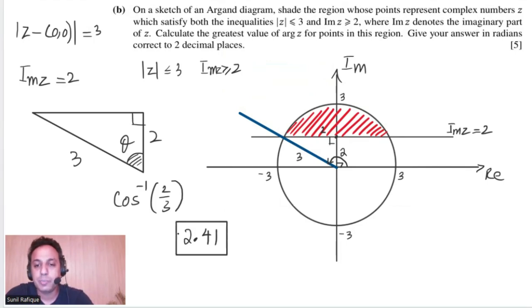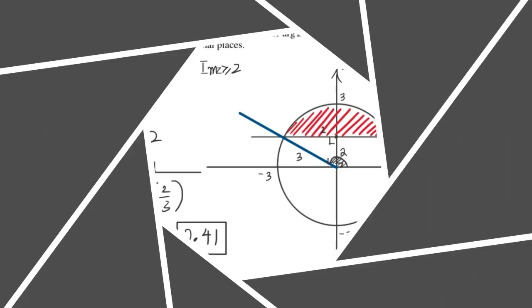Let me just re-explain it. This whole thing is the required angle. So this part of the diagram is a 90, which is pi by 2, and the rest is just whatever I've calculated in my calculator, and that's my answer.